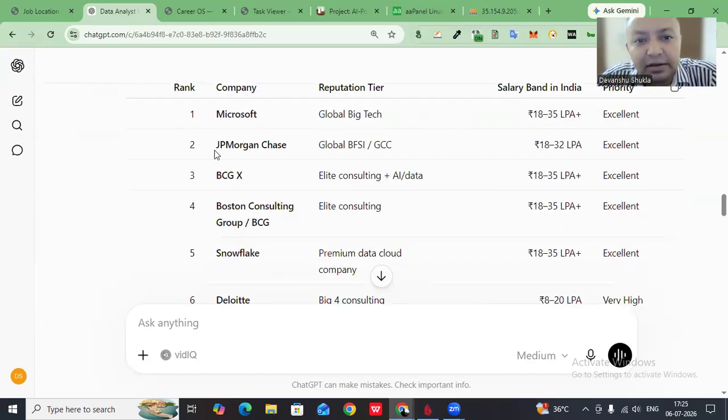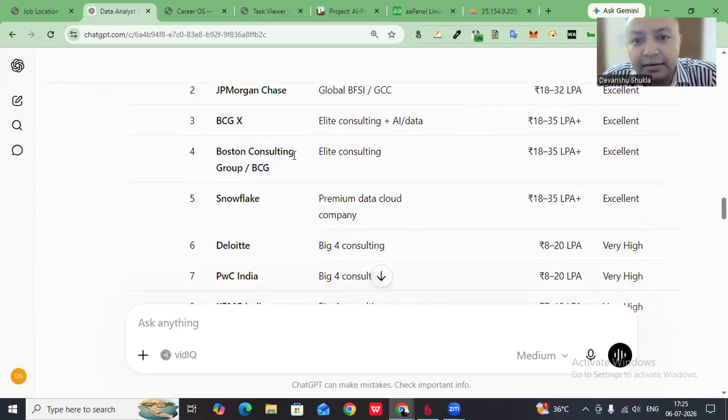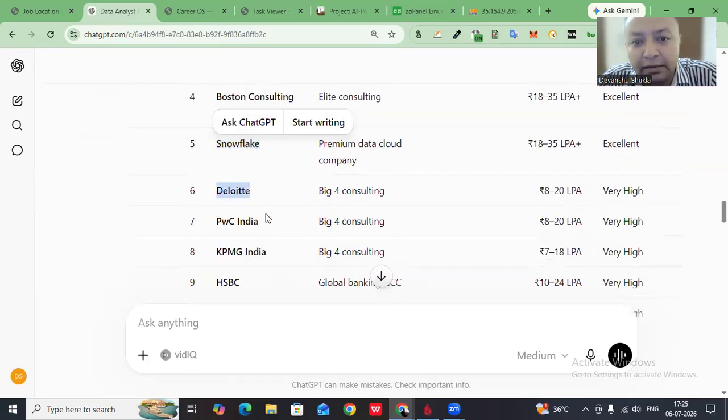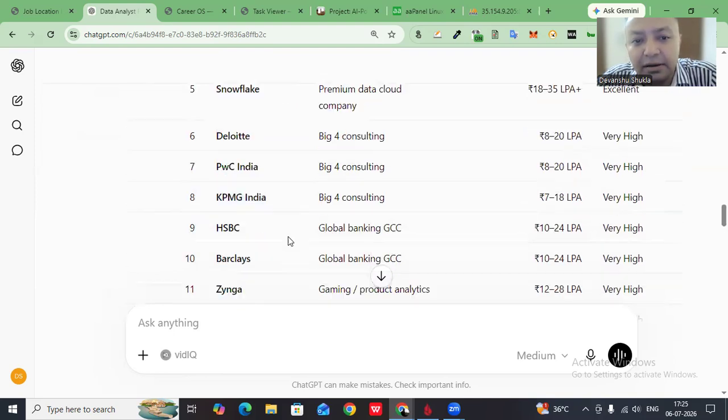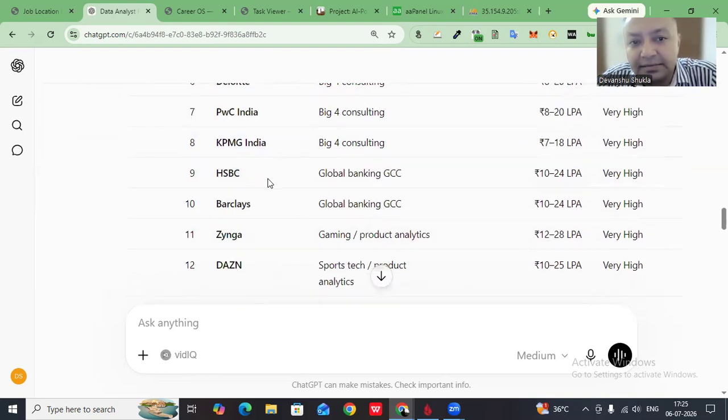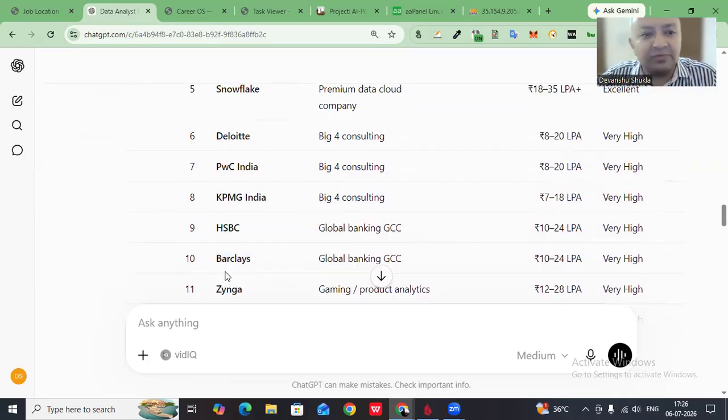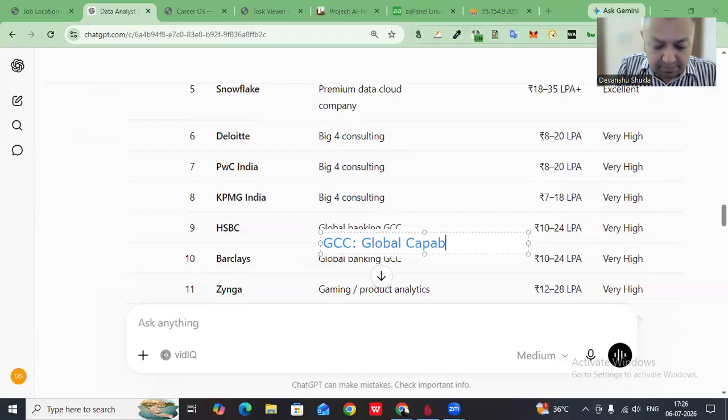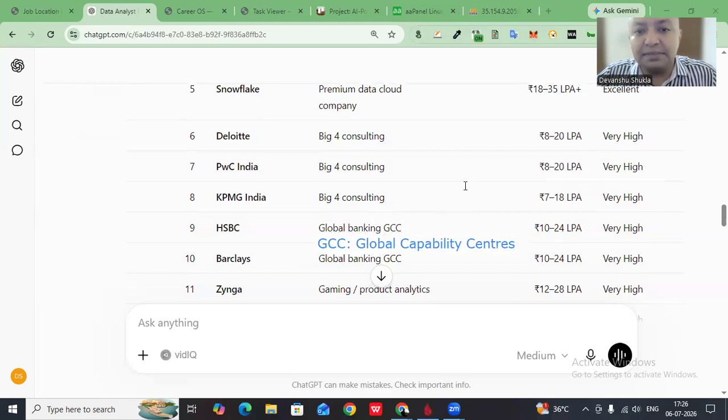Then the second organization is JP Morgan Chase, Boston Consulting Group, BCG. And then you have Snowflake, Deloitte, Big Four, PwC India, KPMG India. Then we have global banking, HSBC, Barclays. These are GCCs. What do you mean by GCC? GCC stands for Global Capability Centers. So what do we mean by global capability centers?